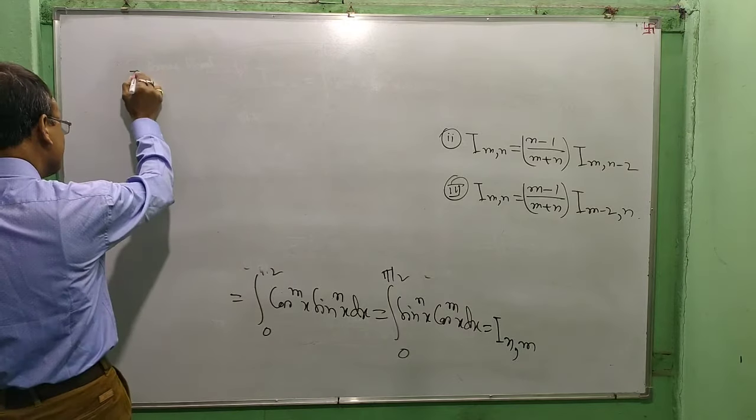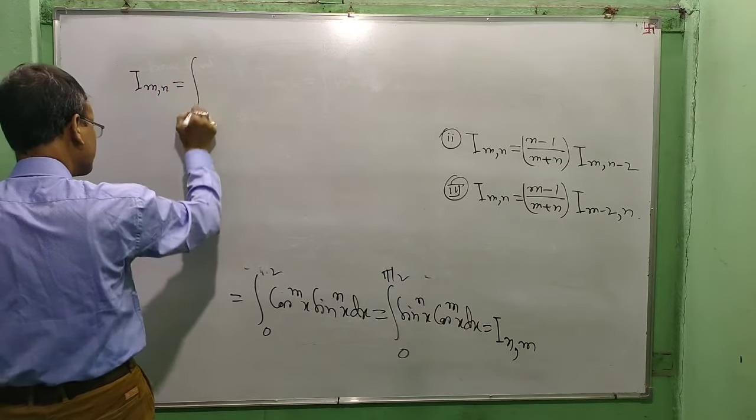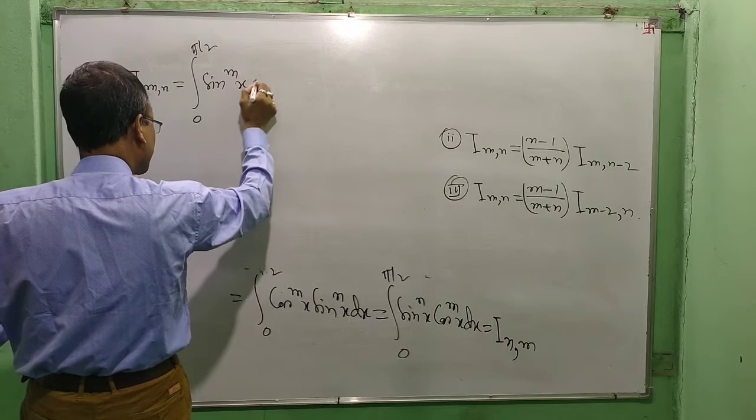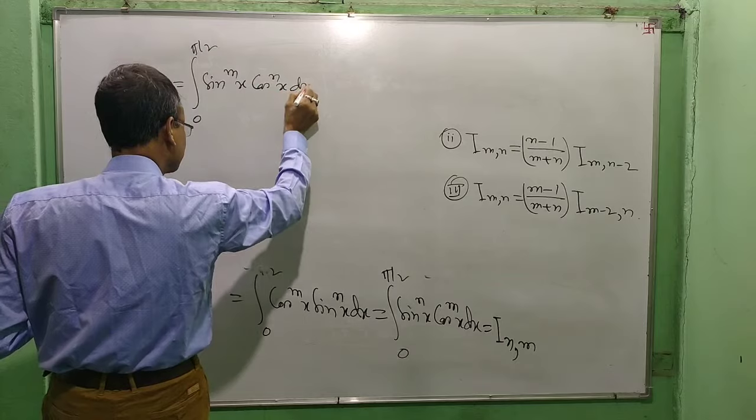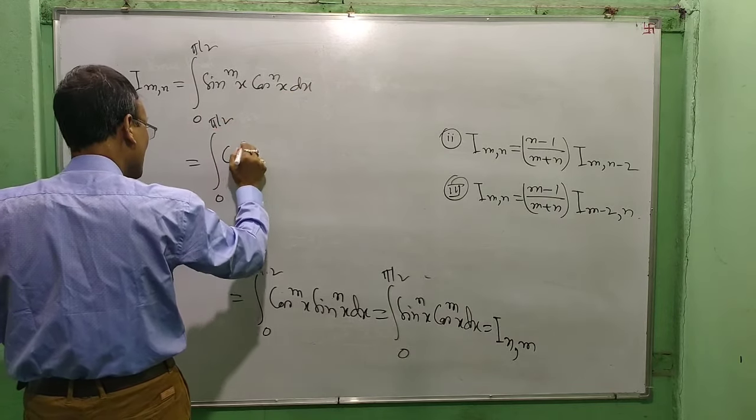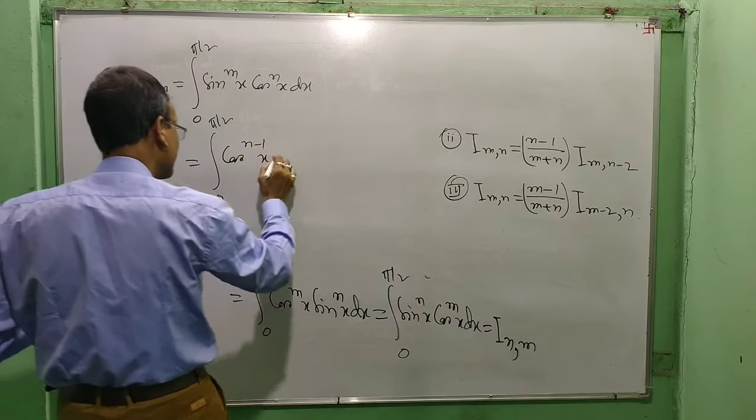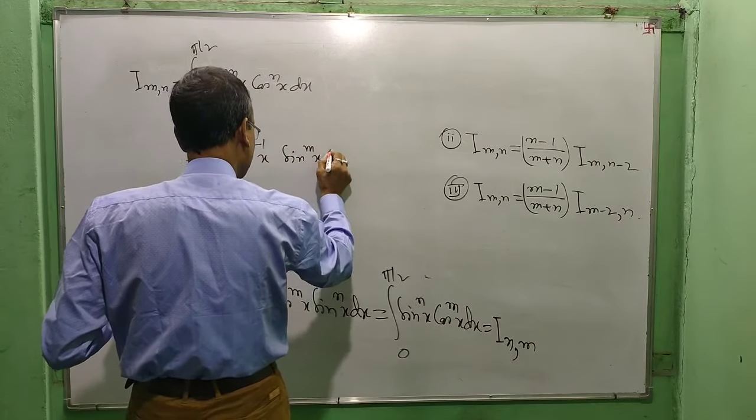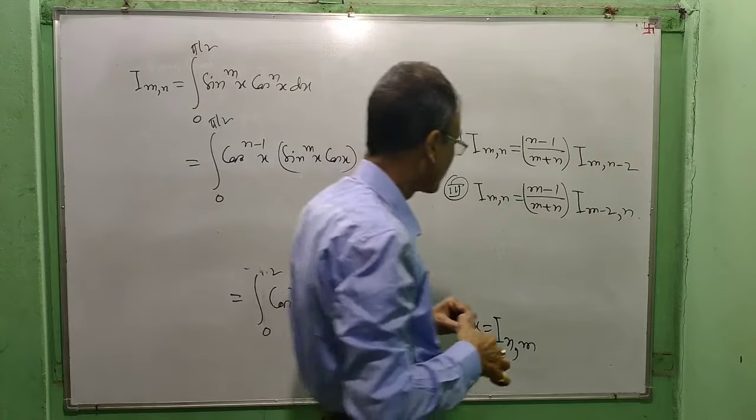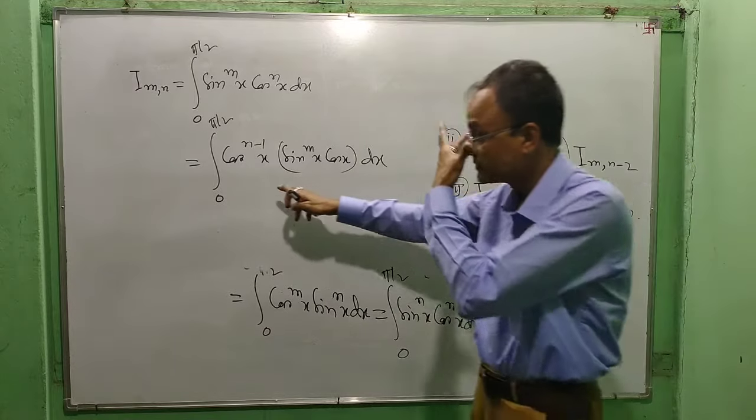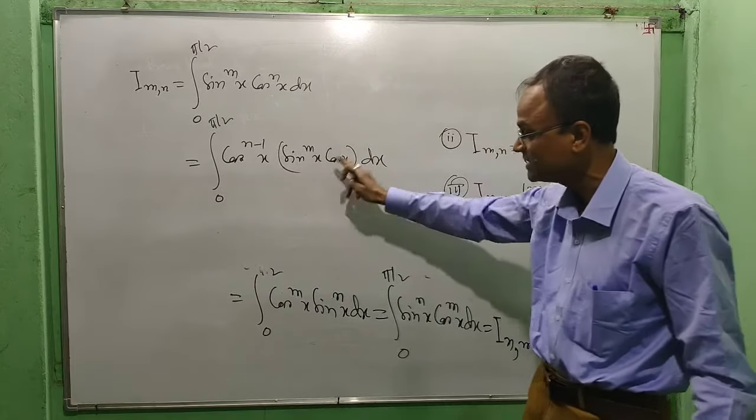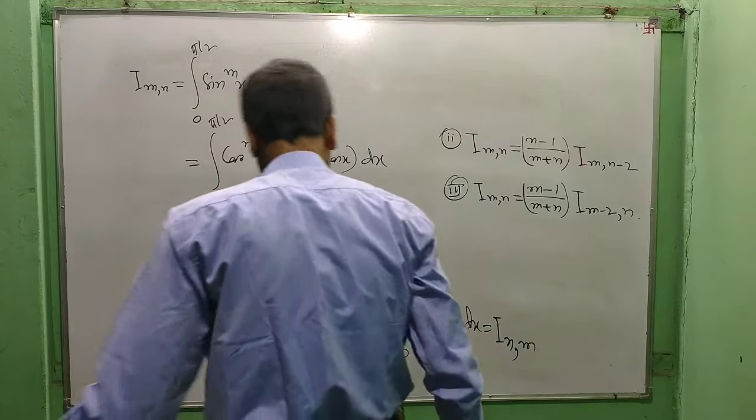I_{m,n} equals the integral from 0 to pi by 2 of sin^m x cos^n x dx. This is equal to the integral from 0 to pi by 2 of cos^(n-1) x sin^m x cos x dx. We can put it in this way: cos^n x has been written as cos^(n-1) x into cos x.